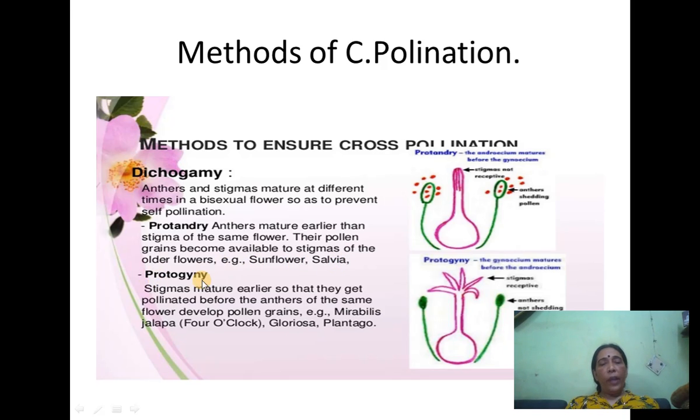Then protogamy, it is just the opposite. Stigmas mature earlier so that they get pollinated before the anthers of the same flower develop pollen grains. Examples: Mirabilis jalapa, that is the four o'clock plant, Gloriosa and Plantago.